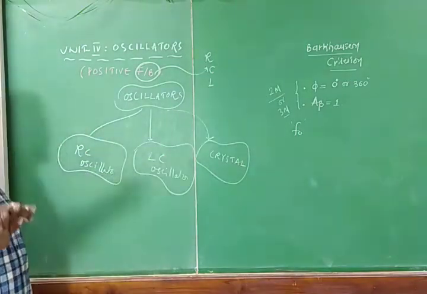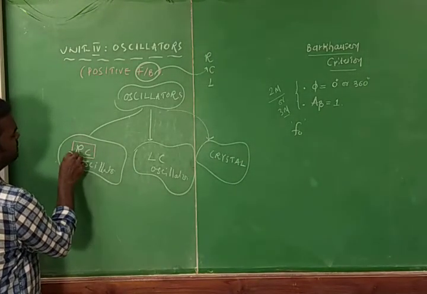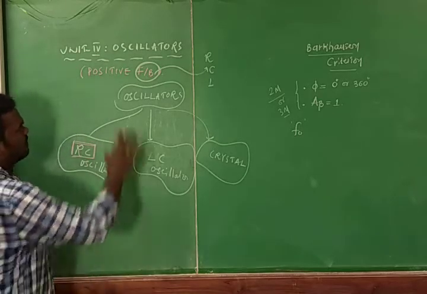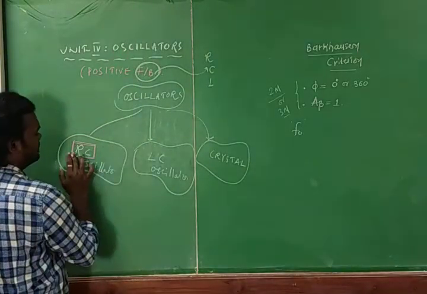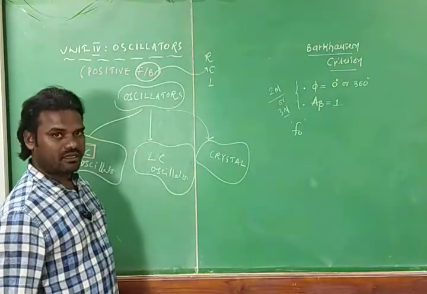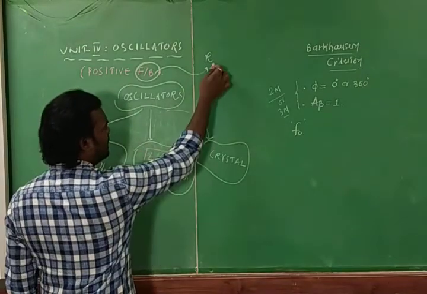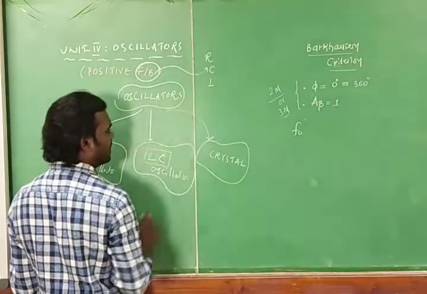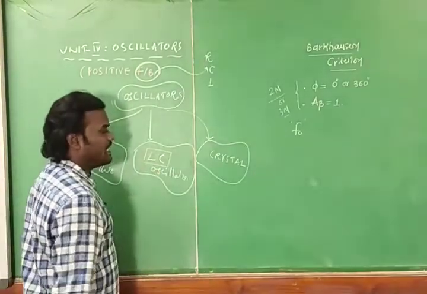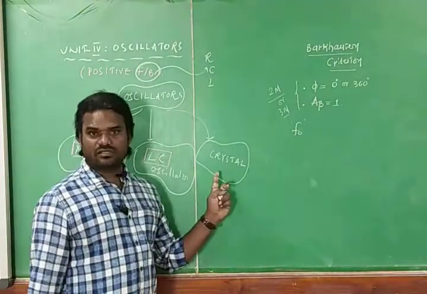If the positive feedback in the oscillator circuit is designed with R and C components only, then it is called an RC oscillator. If the positive feedback is designed with L and C components, where L stands for inductor and C stands for capacitor, then it is called an LC oscillator. Another type of oscillator is the crystal oscillator.